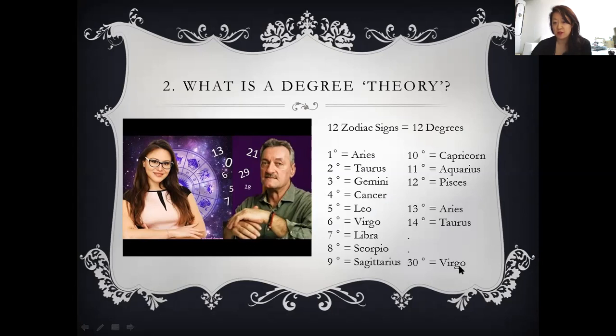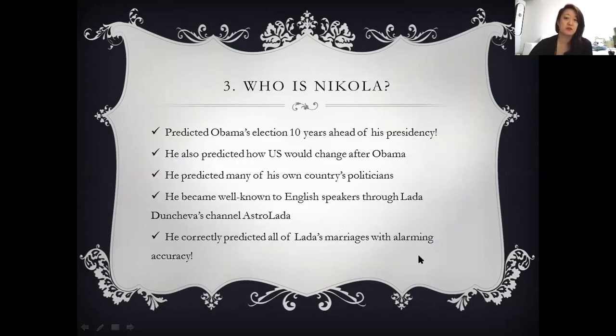The sign that comes right before Virgo is actually Leo, right? So 29 degrees will be read as both 29 degrees and Leo degree. Okay, so I'm going to show you some samples. Oh, hold on. Let's go over who Nikola is first.